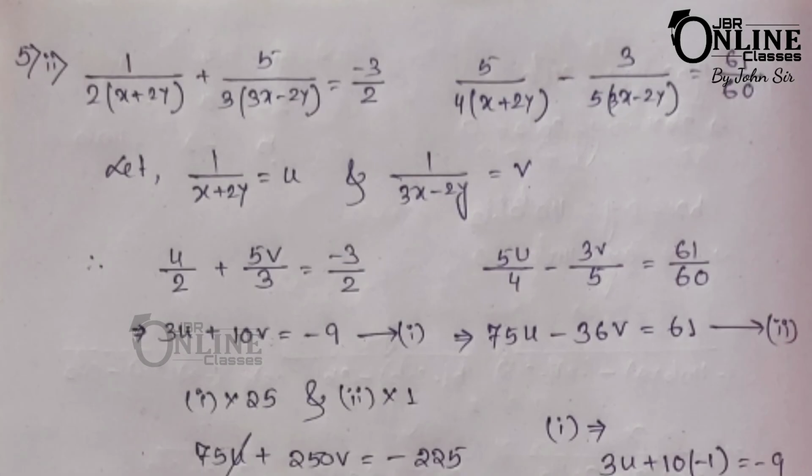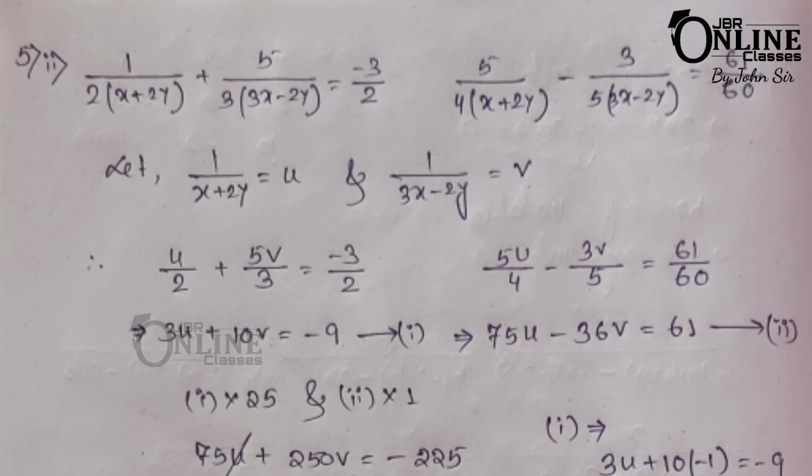Okay. Now the last one: 5 by 1 by 2 into x plus y, plus 5 by 3 into 3x minus 2y, equals minus 3 by 2. That's the first equation. And the second one: 5 by 4 into x plus 2y minus 3 by 5 into 3x minus 2y equals 61 by 60.